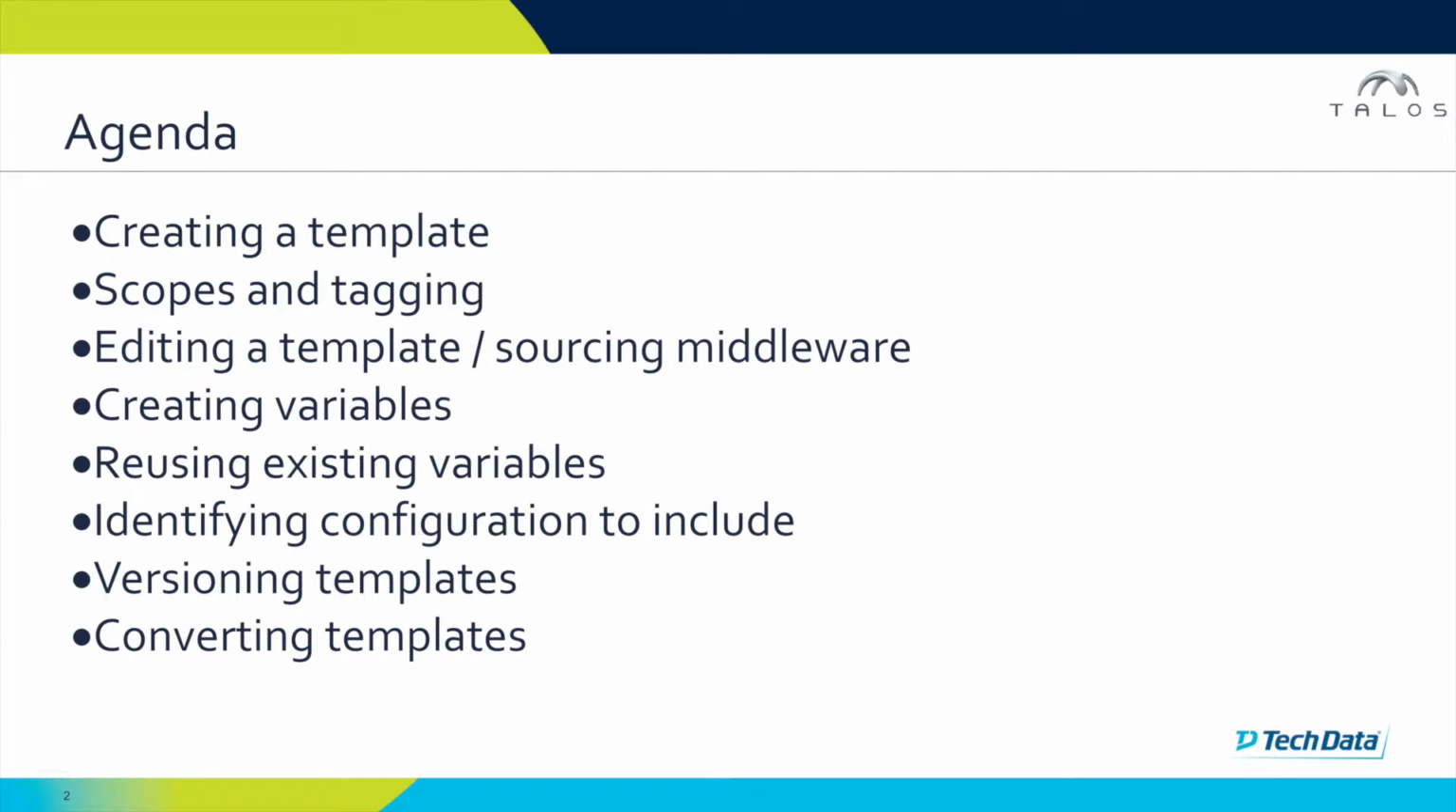So we're going to talk about how you go about creating a template from an existing configuration set. We're going to talk about what we mean by scopes and tagging. We're going to edit a template and source different middlewares to see different views. We're going to create some variables and reuse existing variables. We're going to talk about how you go about identifying what configuration you should include in a template, and then versioning, and lastly, converting templates.